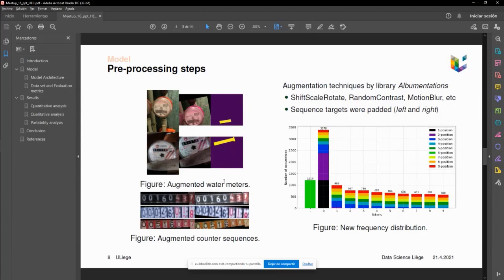Regarding the sequence predictor models, we also perform some data augmentation techniques. You can see here the original images that were cropped from the counter, from the actual water meter. And in this case, we also change some blurring, and we add some rotation to increase the level of difficulty for the model.